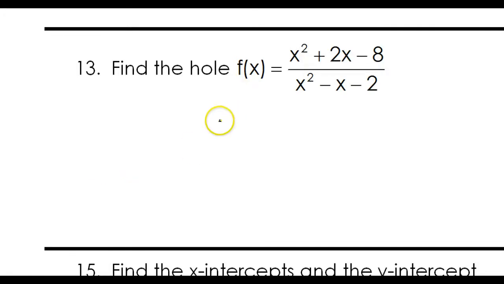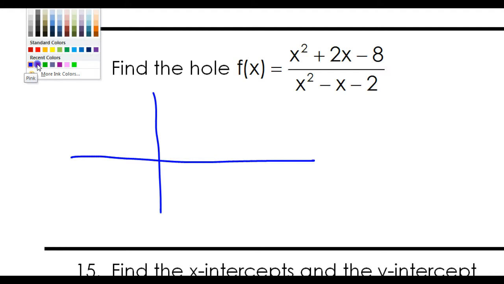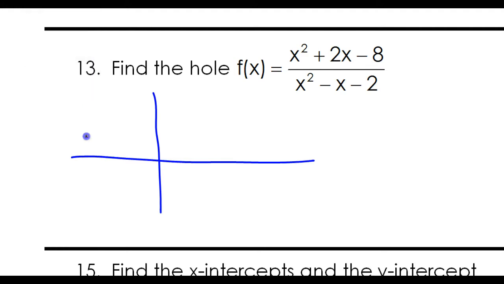In number 13, we're going to learn how to find the hole in a rational function, not polynomial, rational. What I mean is, sometimes when you're graphing a rational function, you get some crazy different types of graphs happening. They have branches and things, but sometimes there's a hole. There's a specific value of the function that's undefined, and we call it a hole.